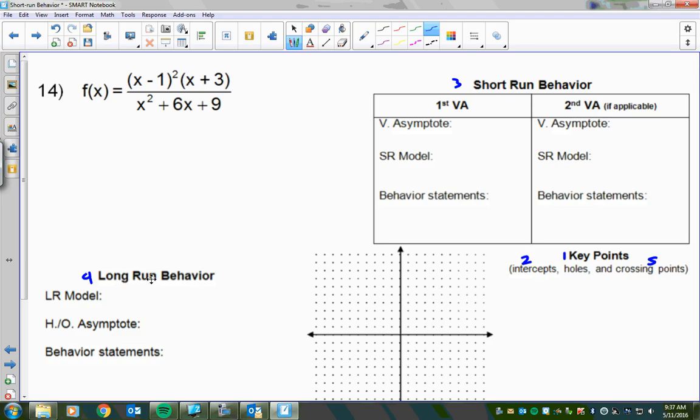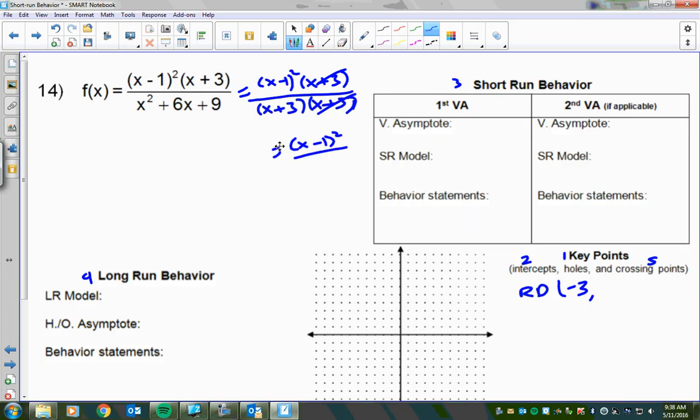Why do we save the long run for later? Because you need to cancel. Really, you want to cancel first. That's why we find the hole first, because you want to cancel to make everything easier. You don't want to do a lot of algebra to even simplify. Here, the denominator is x plus 3 squared, and so the x plus 3 cancels. So you have a hole at negative 3. And then it's x minus 1 squared over x plus 3.